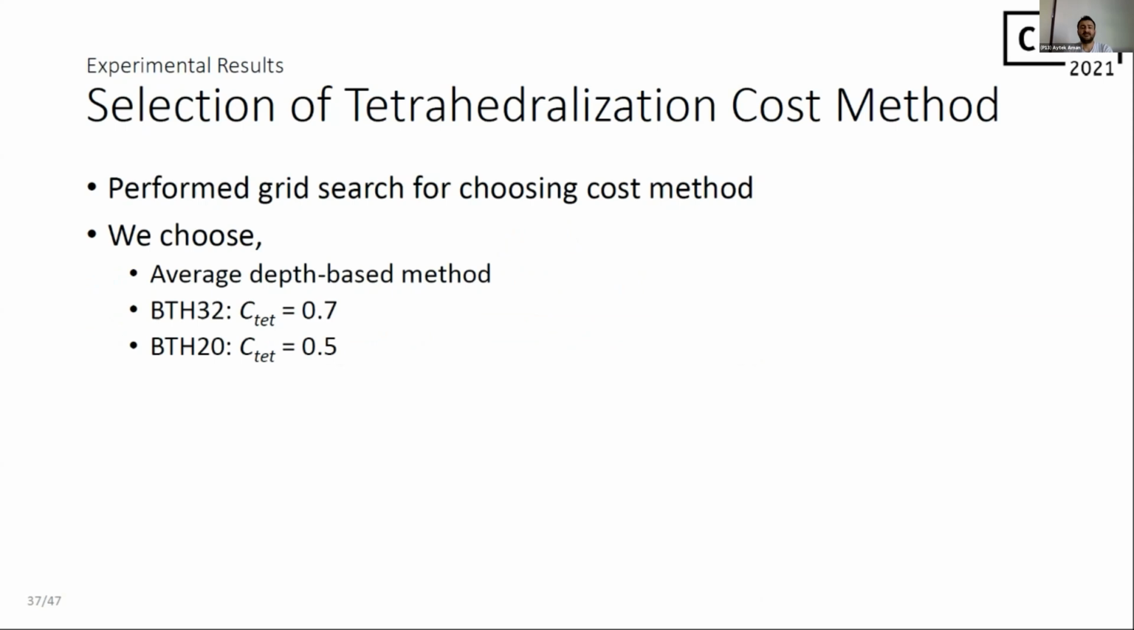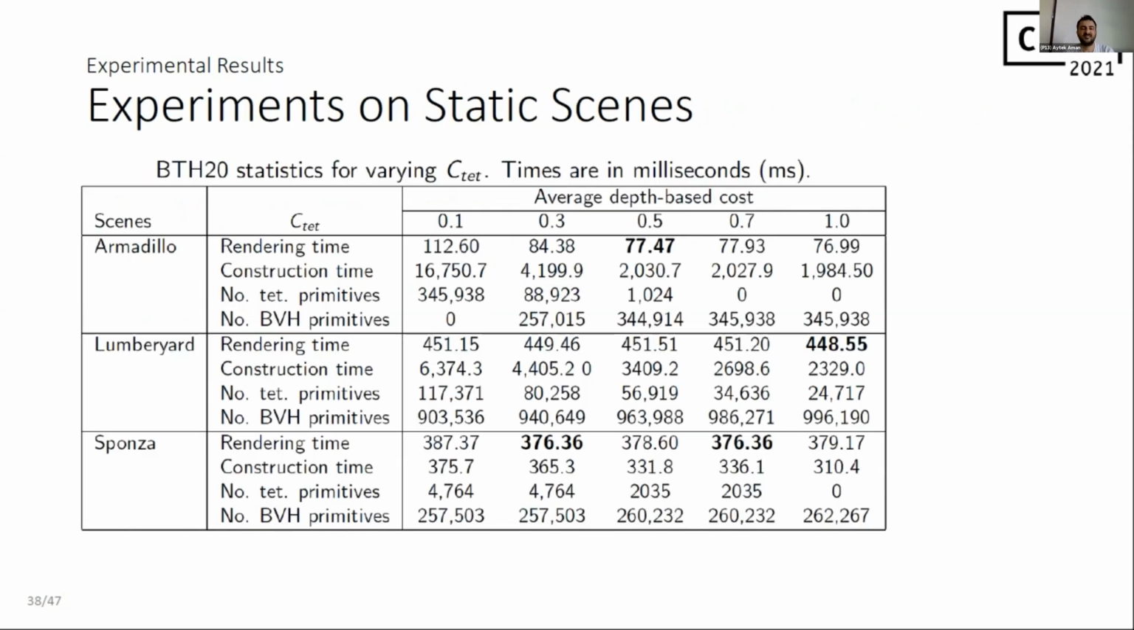And when selecting the cost method, we performed a grid search and we chose the average-based method. For the BTH32, we used a CTET value of 0.7, and for the 20 version, we used 0.5. And these are experiments on static scenes with three different models: Armadillo, Lumberyard, and Sponza. These are the statistics for just our structure to do a parameter search.